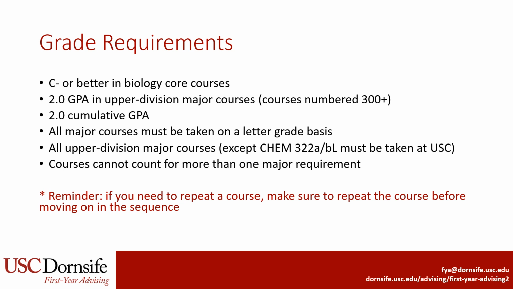In general, all upper division major coursework needs to be taken at USC with the exception of Chem 322A and B, organic chemistry classes that can be taken elsewhere. Courses cannot count for more than one major requirement. And lastly, if you ever need to repeat a course, you need to make sure that you repeat that course before moving on to any subsequent courses that were required as a prerequisite. It's highly recommended that you talk to your academic advisor if you ever need to repeat a course.